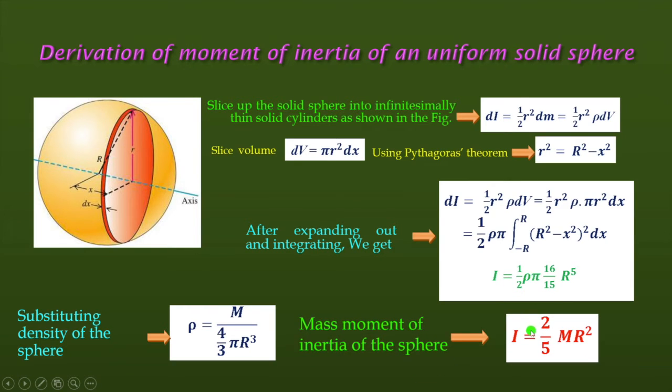and we are getting I equals 2/5 of capital M r square. So this is the mass moment of inertia about an axis passing through the center of the sphere, that is equal to 2/5 of m r square.